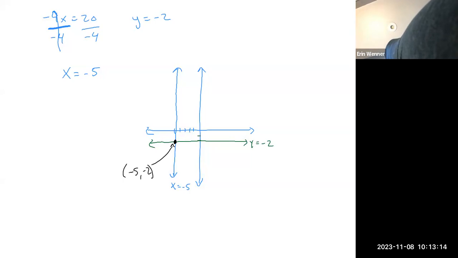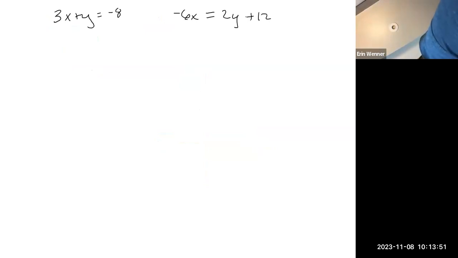So questions about that one? Okay. So our last one is going to be, we have this system, 3x plus y equals -8, and -6x equals 2y plus 12. And so we want to graph this to find the solution.